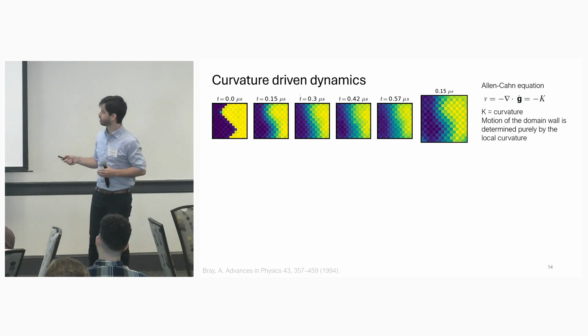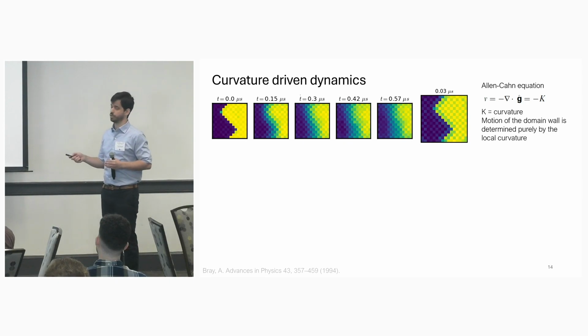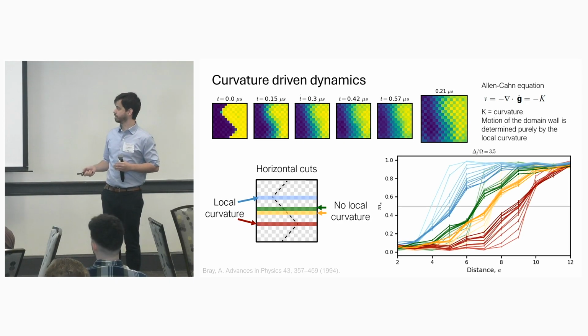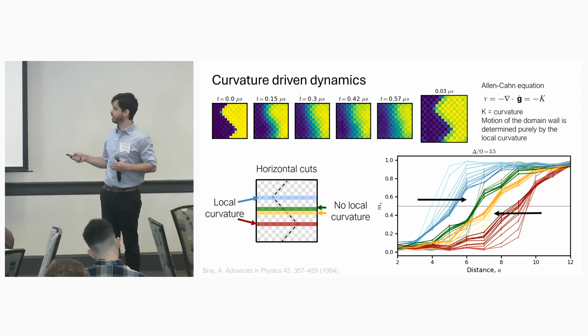So we have the curvature of the domain determining its velocity. And we can look at this, we can quantify this. We can look at these points of high local curvature and these points of low local curvature, and you see that these points kind of evolve pretty dramatically, while points of low curvature almost do not evolve at all.